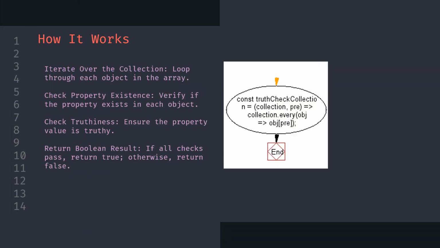First, we iterate through the collection using the every method. We check if the property exists and if it has a truthy value. If all objects meet the condition, the function returns true.